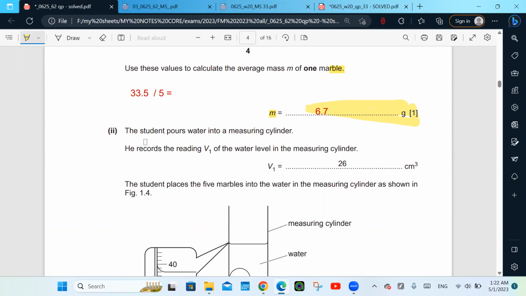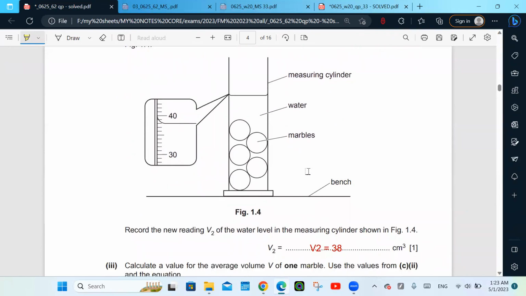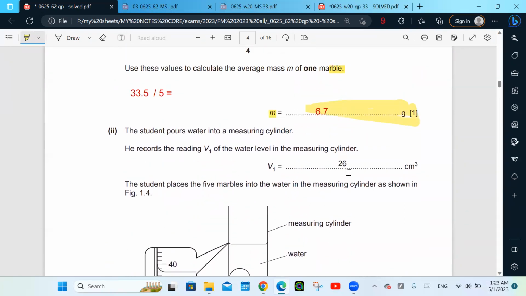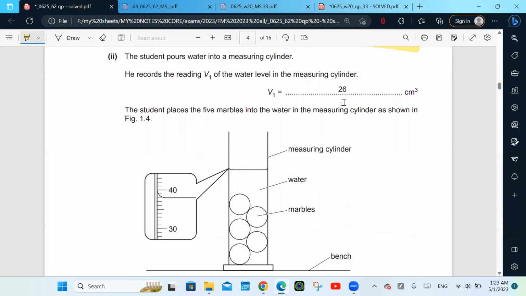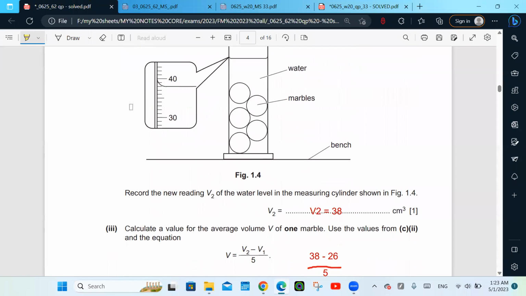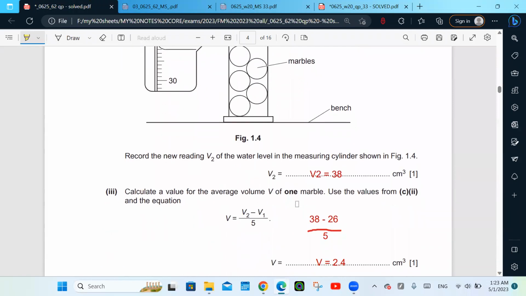Okay, in question double I, the student pours the water into a measuring cylinder, and he records the volume V1 of the water level in the measuring cylinder. So the volume of the measuring cylinder without adding any marbles equals 26 cubic centimeters. After we add the 5 marbles to the known volume, which is 26 cubic centimeters, the volume increases to 38.